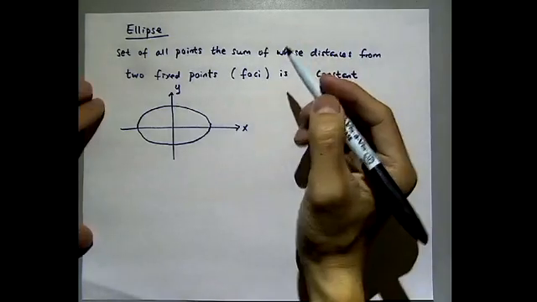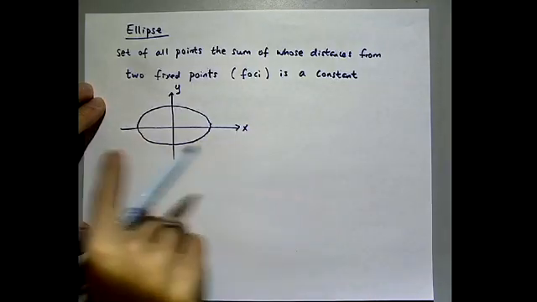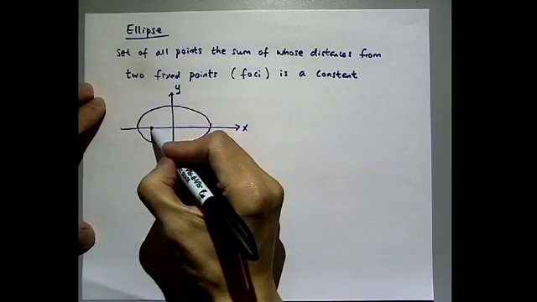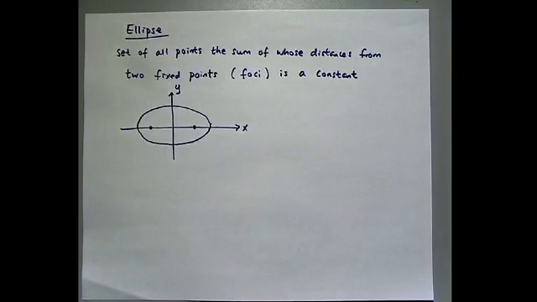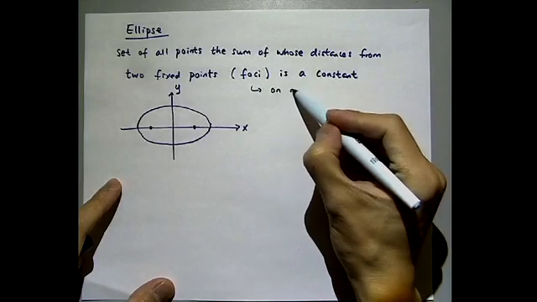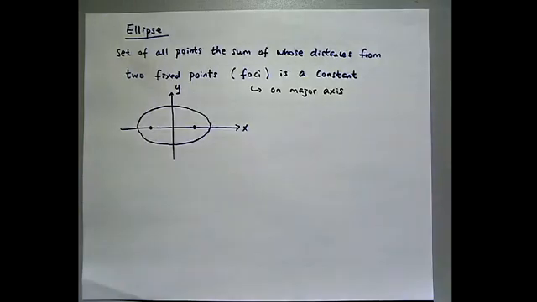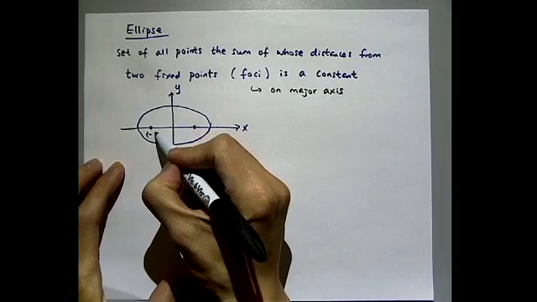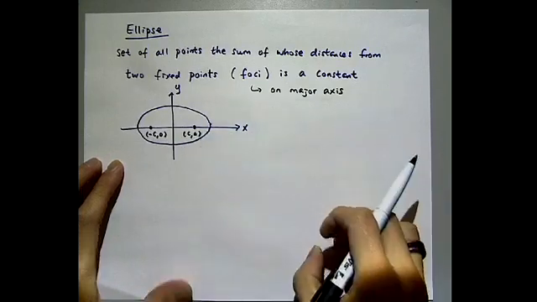Okay, so we need two foci. The foci are always on the longer axis. Let's put one right here and the other one right here. It's always along the longer, in other words, the major axis. The shorter one is called the minor axis. And let's say that they're sitting at negative c, 0 and positive c, 0.